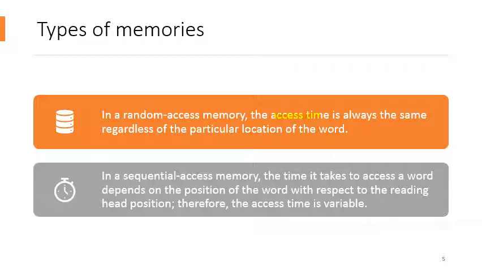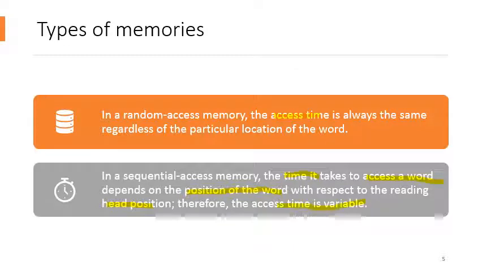Whereas in sequential access memory, and that is a major difference between random access memory and sequential access memory, the time it takes to access a word depends on the position of the word with respect to the reading head position. So if the location is near to the head position, the access time can vary, and if the location is far from the head position, then definitely we'll have to consume more time in order to access that particular location. So in a sequential access memory, the time it takes to access a word depends on the position of the word with respect to the reading head position. Therefore, the access time is variable.